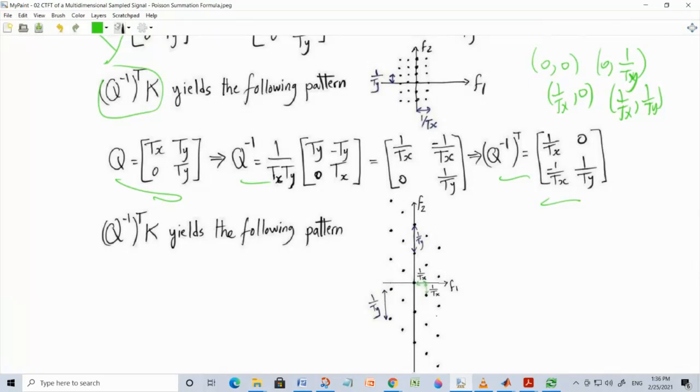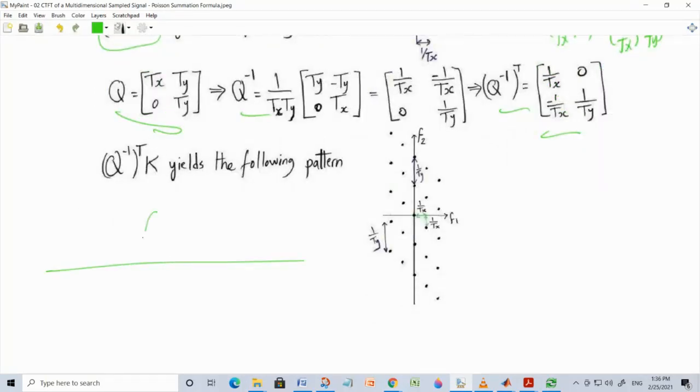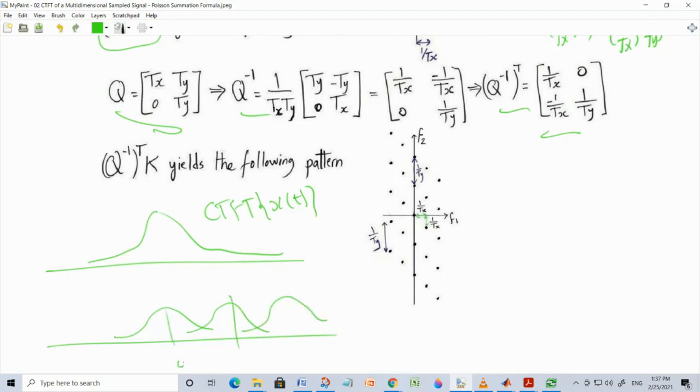Because if your original signal's spectrum is defined over the whole F1, F2 plane, if it's a two-dimensional signal, then if you shift it, the shift will overlap with the original signal. It's the same story as in one dimension. Suppose this is the CTFT of x of t. Now, if you periodize this, you take this and this and this, so it becomes repeated every integer multiple of fs, and then when you sum those, there will be overlaps.